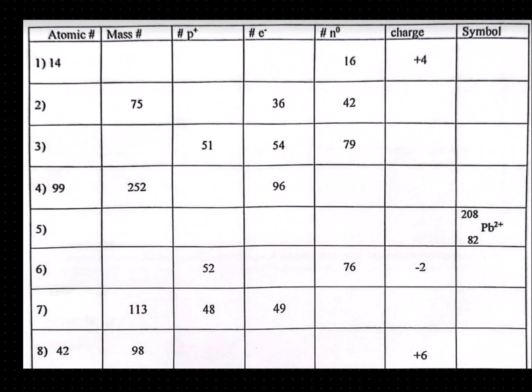14 is the atomic number, so that is the number of protons. It has a charge of 4 plus, so that means it lost 4 electrons, so 14 minus 4 will give you 10 electrons here. Since the number of neutrons is given, we do not look up the atomic mass on the periodic table. Mass number is protons plus the neutrons, so this is going to be 30.